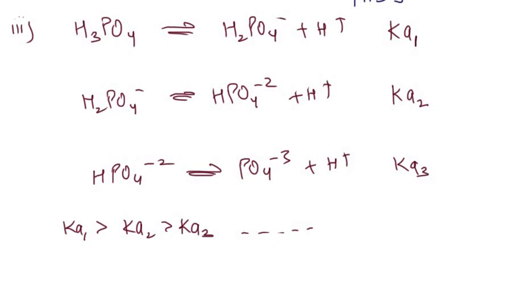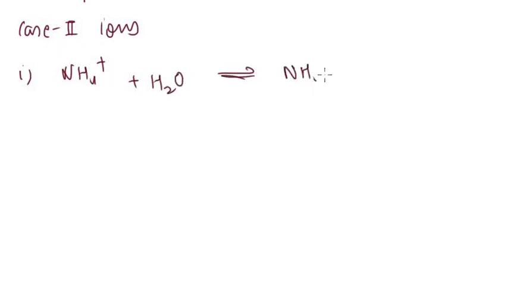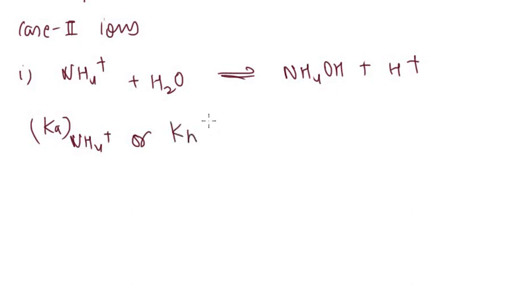But what I have told you is that K is also defined for cations. I am writing it for ions. First of all, NH4 positive on reacting with H2O will give NH4OH and H positive. So a cation is reacting with water and releasing H plus, acting as an acid. It is losing H plus, so we could write Ka terms for this also. We could write Ka for NH4+, or we could write KH, the hydrolysis constant, for NH4+. Why KH? Because it is reacting with water. We are going to study it further.